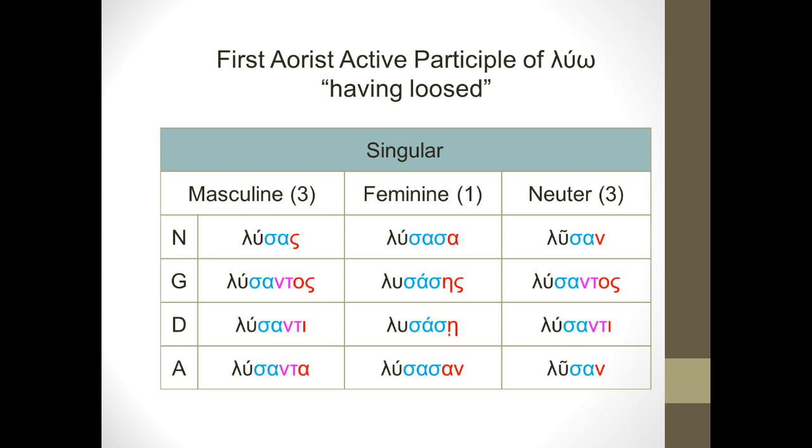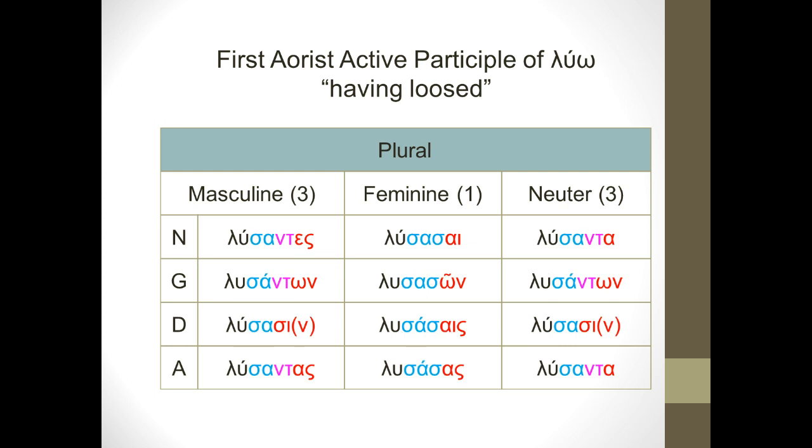Let's now take a look at the first aorist active participle in the plural. Again, we've got the 3-1-3 pattern, your cases are there on the left. And notice here that what we have now looks even more consistent. There is our epsilon sigma in your nominative plural that we're already used to seeing. And then below that, it just follows the same pattern that you're used to seeing.